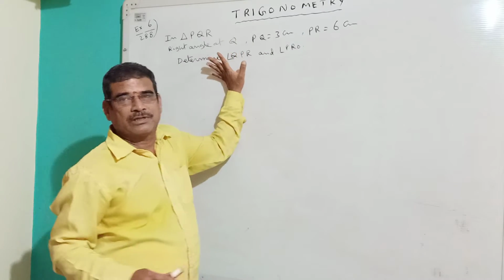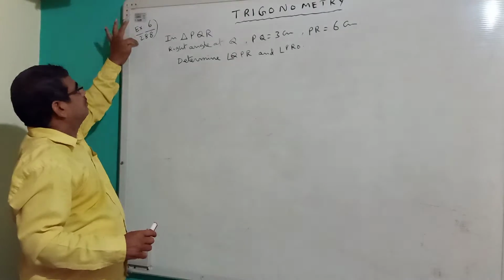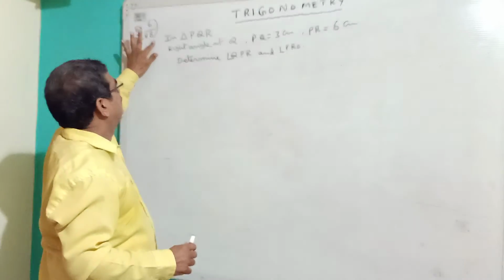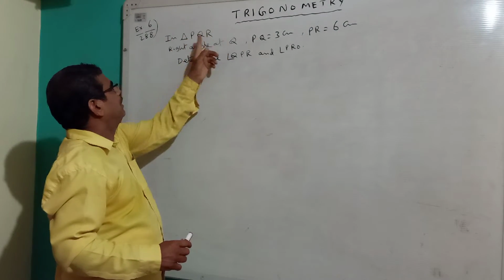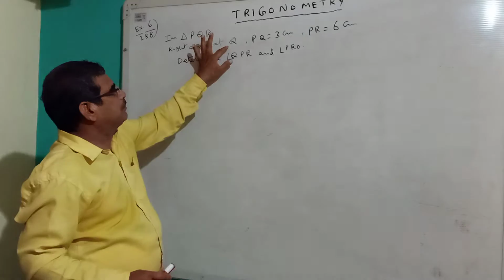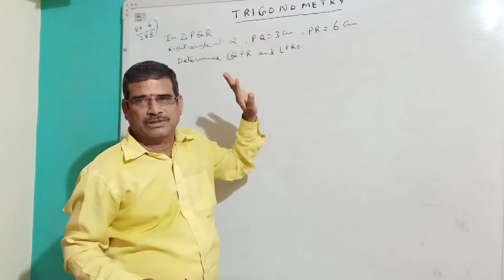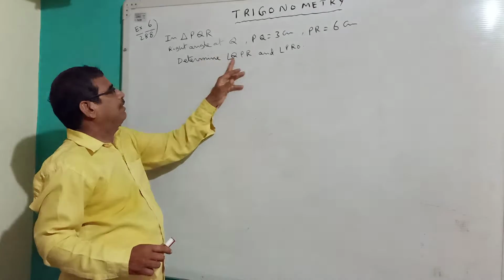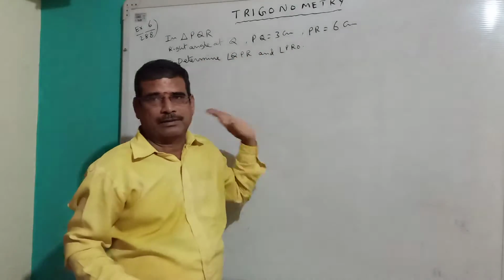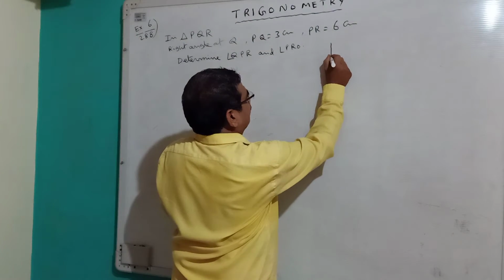Some more examples regarding this trigonometry chapter. Example 6, page number 288. In triangle PQR, right angle at Q, PQ is equal to 3 centimeters, PR is equal to 6 centimeters. Then find the angles P and R. So this is the question. This is a different model.